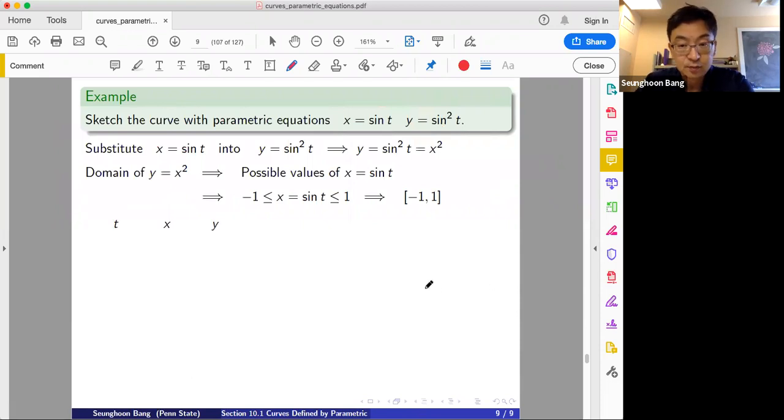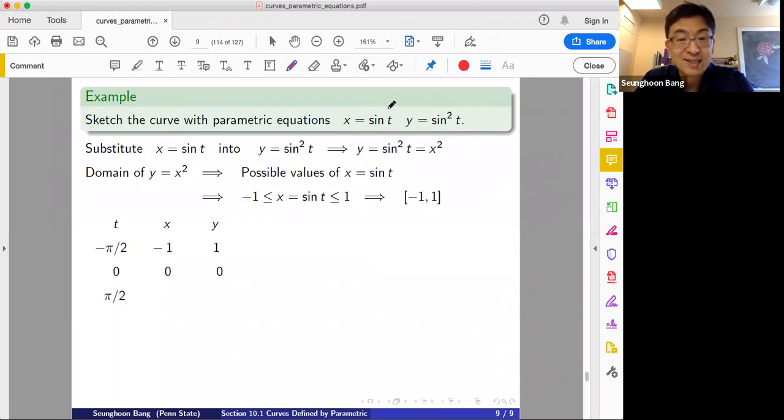The next thing, you can find t values. You plug -pi over 2 into here. What is sine of -pi over 2? Do you know that? Could you write your answer on the chatting board? The answer is -1. You can plug here, -1 squared is 1. That's right. So x is -1 and y is 1. Plug 0 into here. Sine of 0 is 0, and 0 squared is 0.